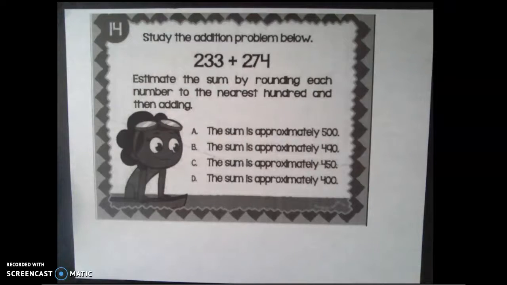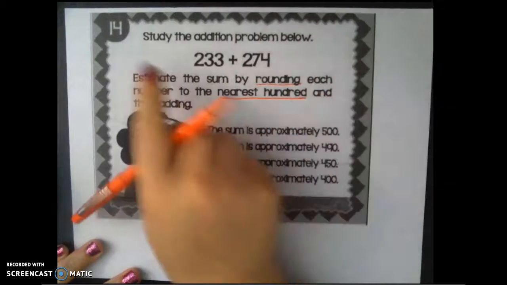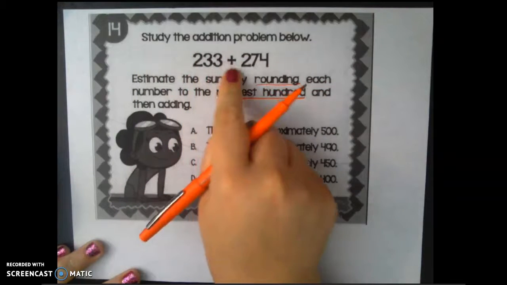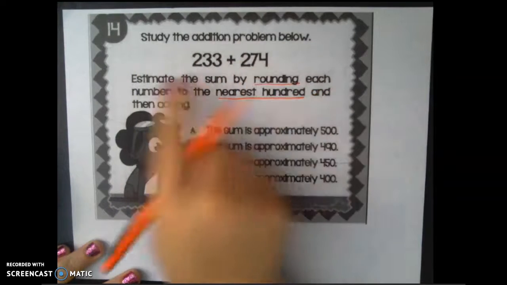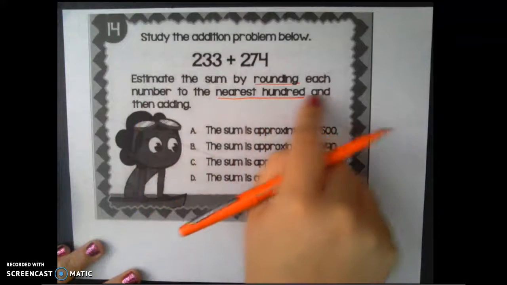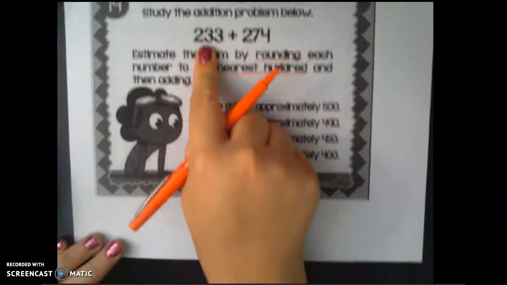Okay, for this first problem, this is just like we saw yesterday, but now we have hundreds place value, and we're going to be rounding to the nearest hundred. So it says study the addition problem below, 233 plus 274. Estimate the sum by rounding each number to the nearest hundred and then adding. So we're going to round to the nearest hundred first.